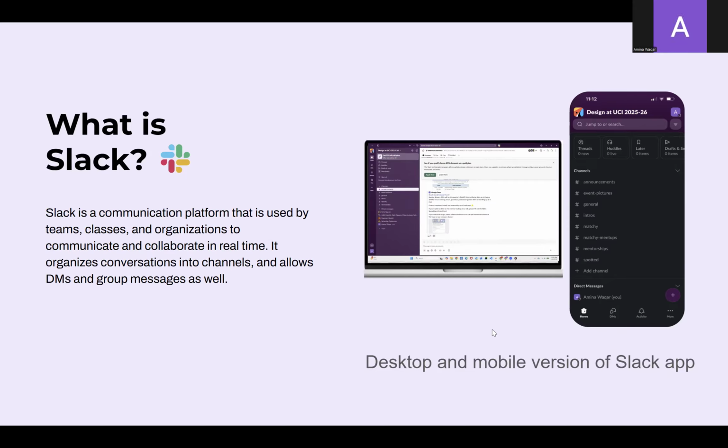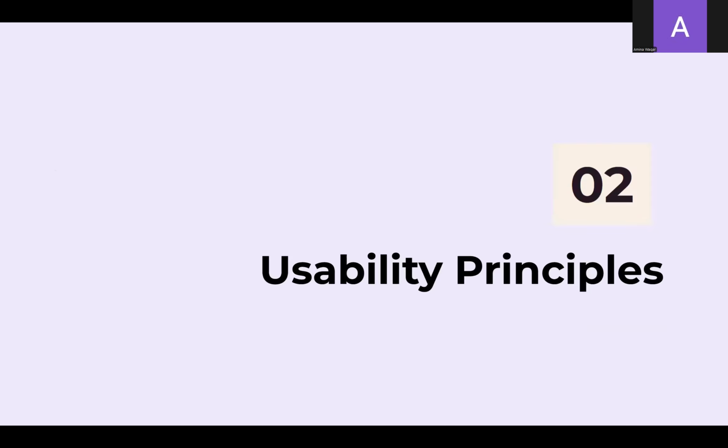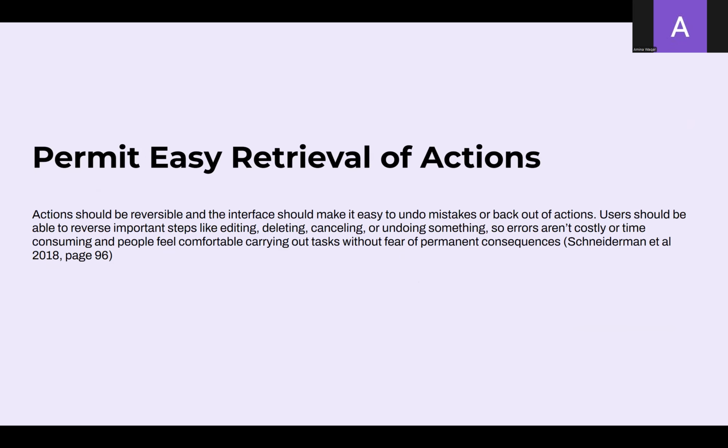Now, starting off with usability principles. These principles are important because they define how efficiently and comfortably people can complete tasks through design choices. Within this principle, I'm talking about permit easy reversal of actions. This principle takes human mistakes into consideration, as it should, because humans are prone to error. We can make mistakes, and that's okay.